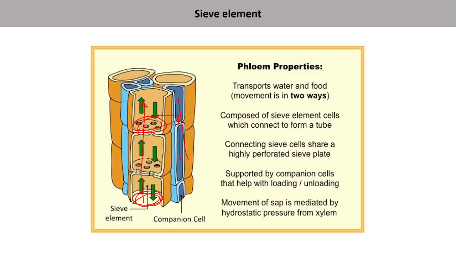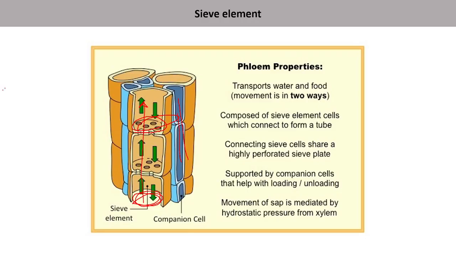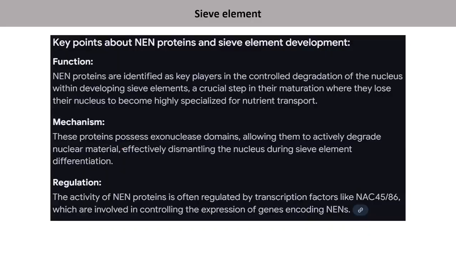Now that we know the sieve element is a part of phloem, the question was which protein is responsible for nuclear degradation during sieve element development. So the question is about when the sieve element is being formed, which protein is responsible for the nuclear degradation. The answer to this question is NEN proteins.